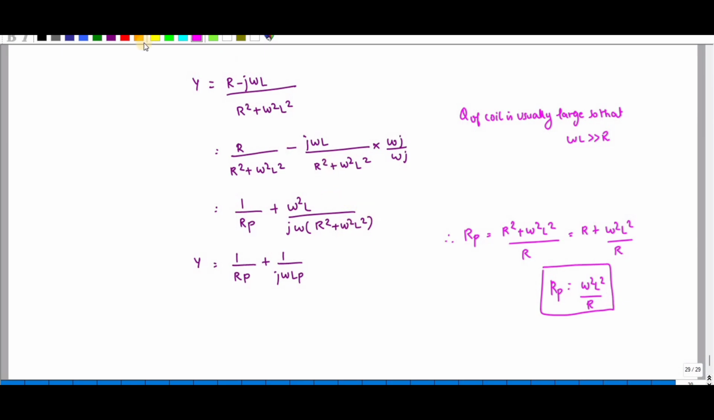In a similar way, I can write what is Lp. Lp is equal to R square plus omega square L square divided by omega square L, from this equation. Since this is in the denominator, this gets cancelled out. So I can equate Lp is equal to L.